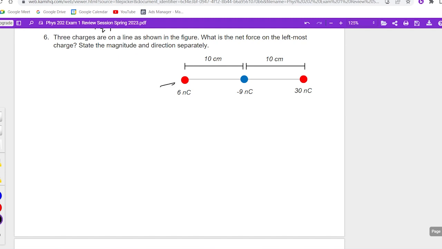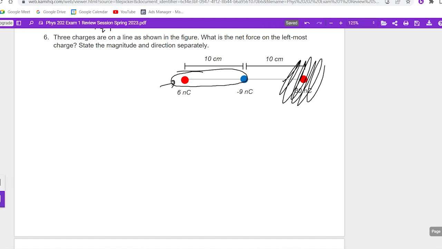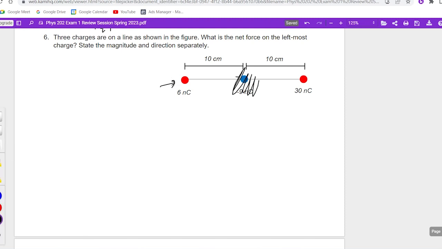Since we're focusing on the leftmost charge, I'm going to first focus on these two charges, and I'm literally going to cover up the other one. Then I'm going to cover up the middle charge, and only focus on my two outer charges. And that's exactly how I'm going to solve this. So let's start by covering up the right charge, and we'll just look at the force between these two charges.